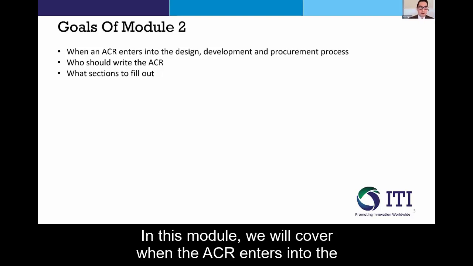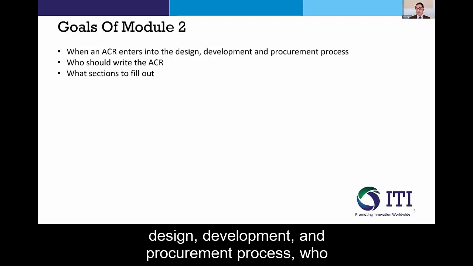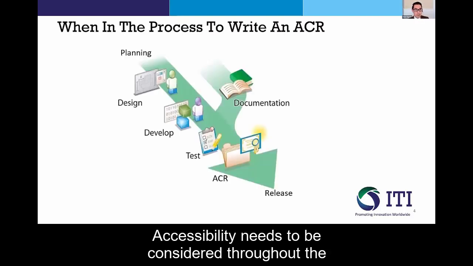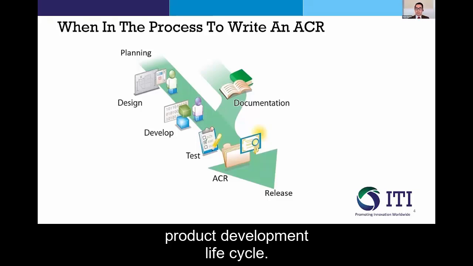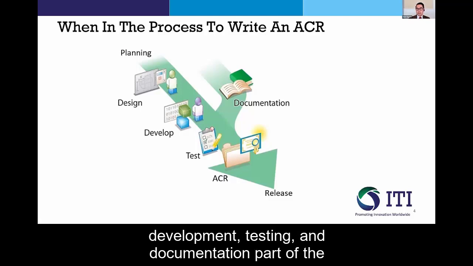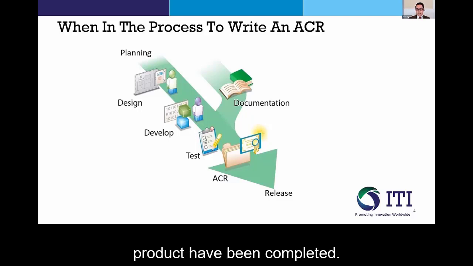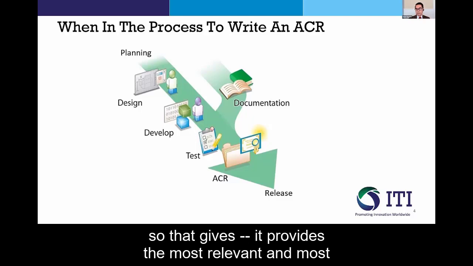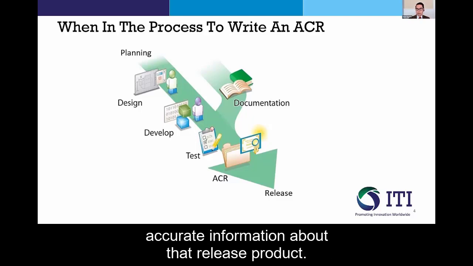In this module, we will cover when the ACR enters into the design, development, and procurement process, who should write the ACR, and what sections to fill out. Accessibility needs to be considered throughout the product development lifecycle. For ACRs, they should be completed after the design, development, testing, and documentation part of the product have been completed. Ideally, ACRs should be authored right before release so that it provides the most relevant and most accurate information about that released product.